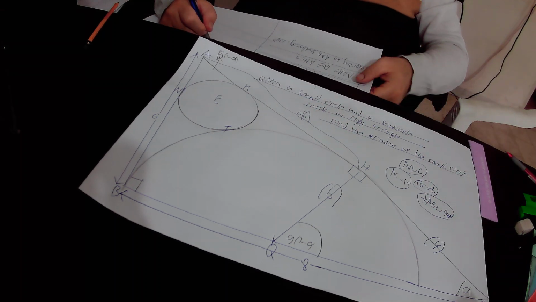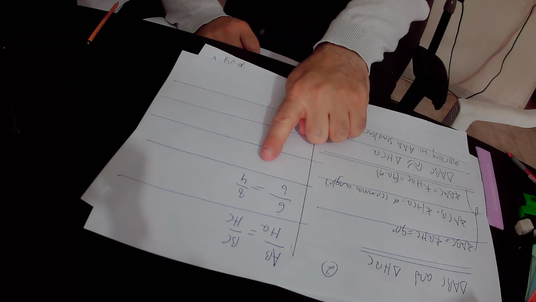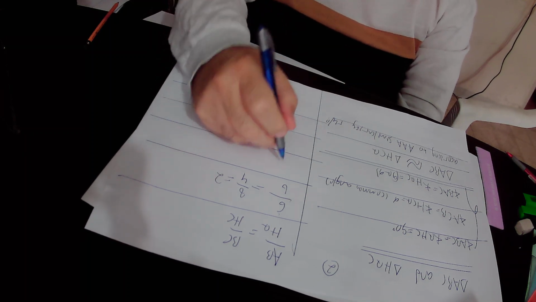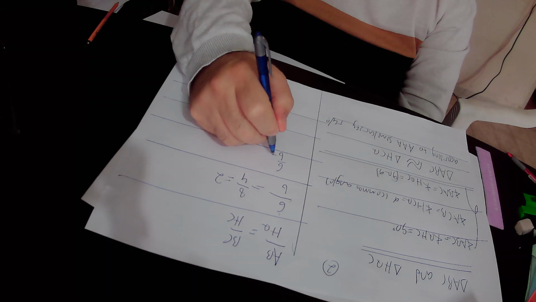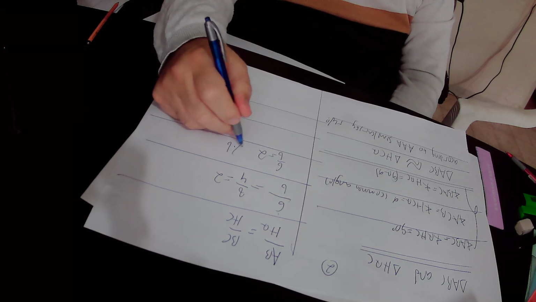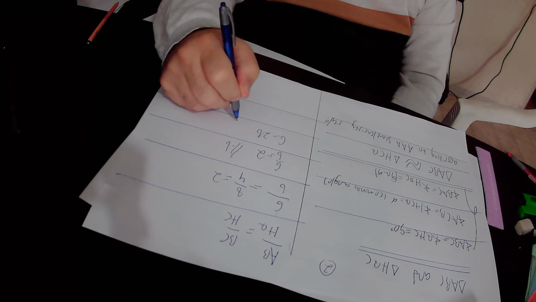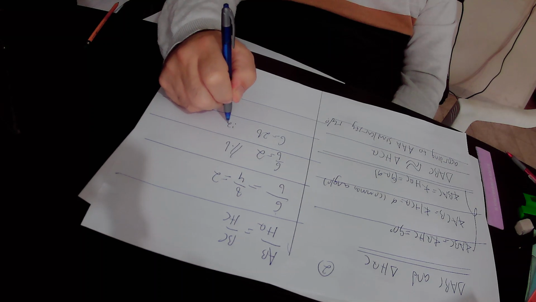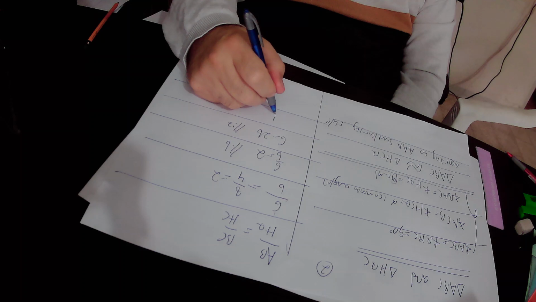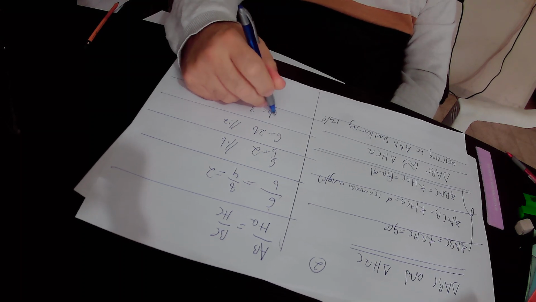So we found that 6 over B equals 8 over 4. 8 over 4 is 2. So 6 over B equals 2. Here we multiply this equation by B and finally get that 6 equals 2B. Here we divide this equation by 2 and finally get that the radius B of the big semicircle equals 6 over 2, that is 3.